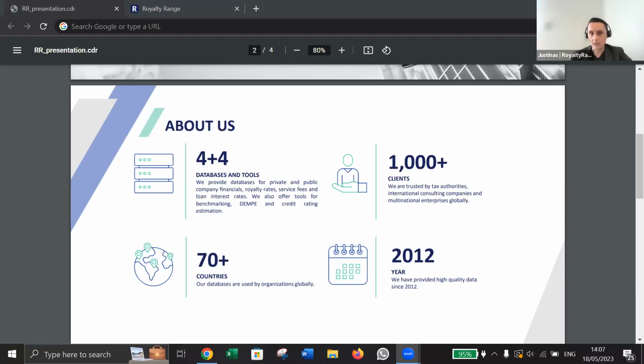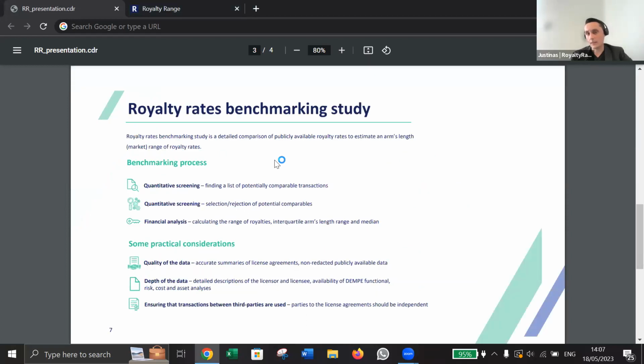firms, multinationals as well. Now, when it comes to the benchmarking study itself, of course, a benchmarking study is a comparison of publicly available data, licensing agreements, and royalty rates, so that we could estimate an arm's length range of royalty rates for specific intellectual property.